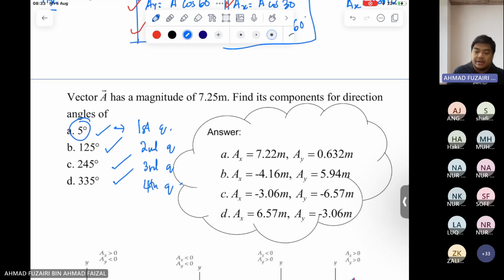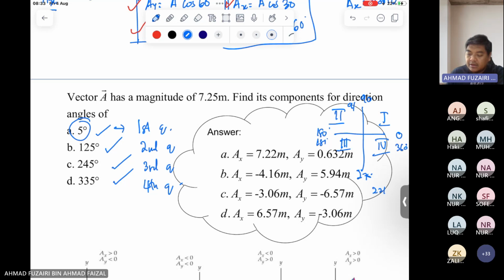Quadrant ni apa benda pula? Quadrant lah. Kan jangan lupa matematik awak tu. Okay, first, second, third, and fourth quadrant. Okay, Cartesian coordinates ada four quadrants. Maksud dia quadrant number 1 is from 0 to 90 degrees. Itu quadrant number 1. Quadrant number 2, 91 sampai 180 degrees. Itu ialah quadrant number 2. 181 sampai 270 is quadrant number 3. And 271 until 360 that is quadrant number 4.